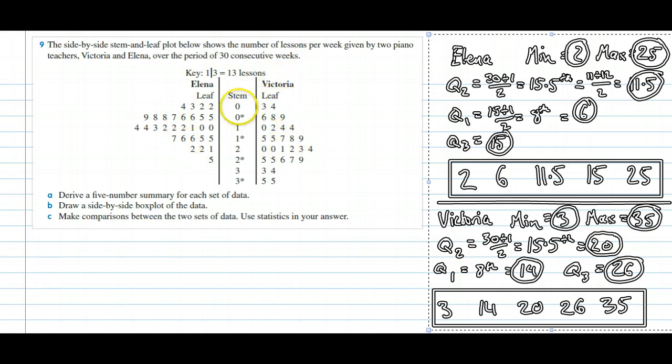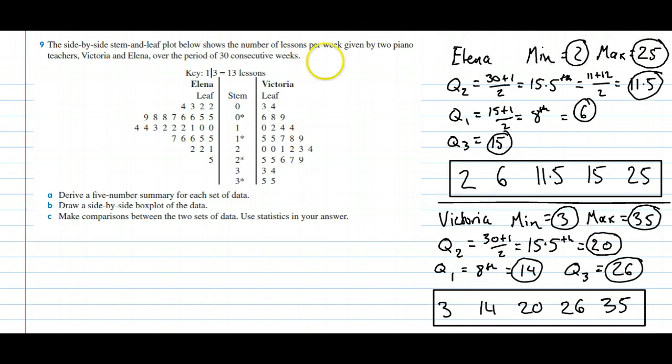For example, in one particular week, Victoria gave 3 piano lessons, because 0 and 3, according to the key, means 3 lessons. In another week, she gave 2 and 0, she gave 20 lessons. In another week, she gave 3 and 3, 33 lessons. Now the first part of this question asks us to derive a 5-number summary for each set of data.